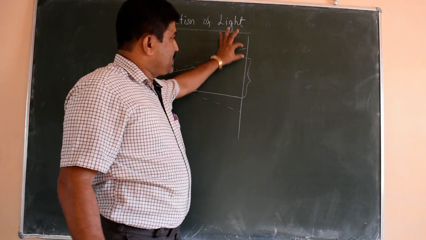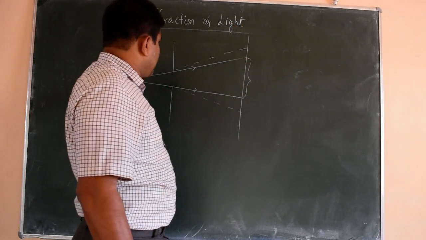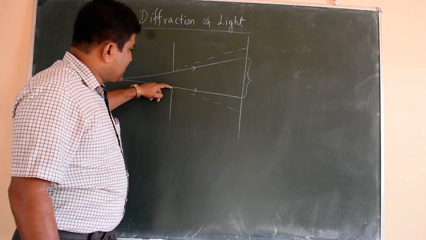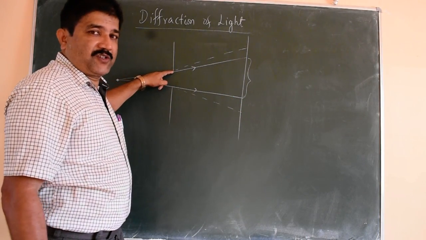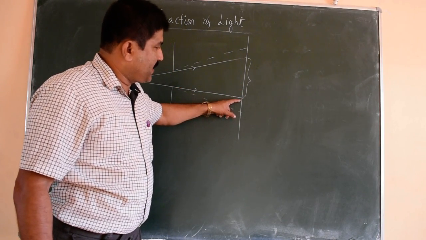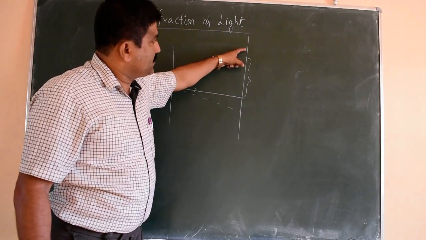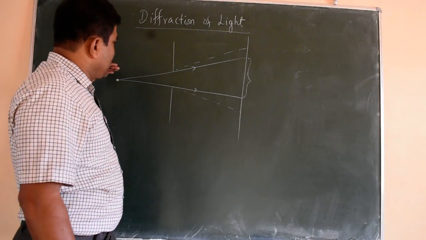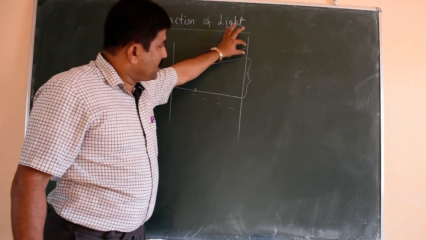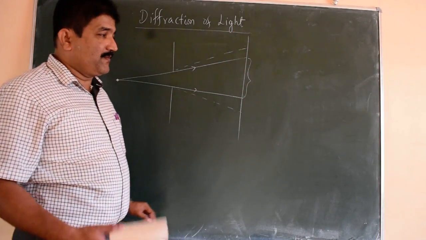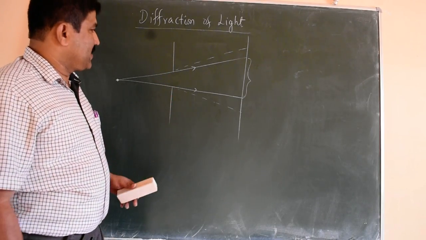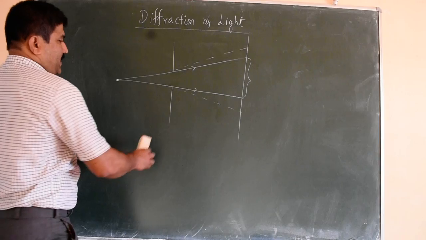So this much region is exposed to light, but light directly cannot come there. Bending of the light at the narrow edges or sharp corners takes place and it spreads into the expected geometrical shadow, here and here also. Only through this opening do we expect intensity of light, but here also some intensity of light is observed. That is because of the diffraction taking place at the edges. This is one example.